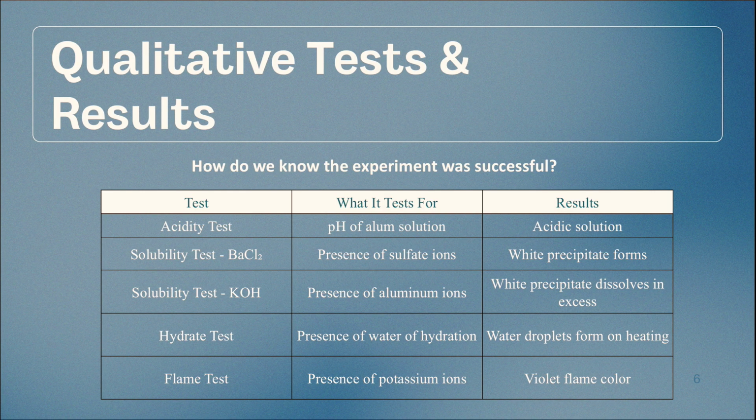Finally, a pH test of the alum solution revealed an acidic environment, which was consistent with the chemical properties of potassium alum sulfate. And together, these qualitative tests demonstrated that the synthesis was successful as expected and all properties of the alum were confirmed.